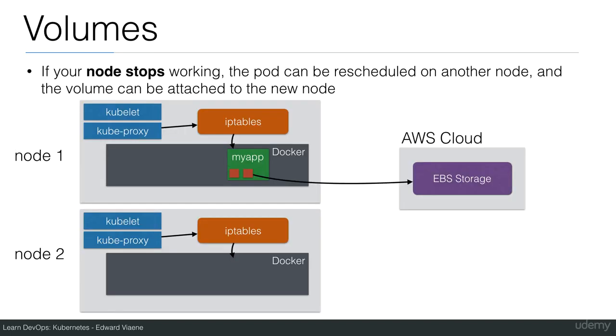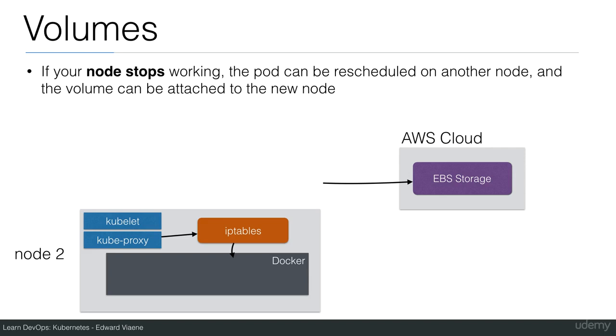Let me show you an AWS EBS example. If your node stops working, the pod can be rescheduled on another node, and the volume can be attached to the new node. So here we have node 1 and node 2. Node 2 doesn't have any pods. Node 1 has my app, and my app is using EBS storage. Let's say that node 1 completely disappears. Then what's going to happen is my app will be rescheduled on node 2, and then the container will link the EBS storage again so that my app can access the data that was written on that storage that is safe and outside the cluster. So this works, but only when those nodes are in the same availability zone.